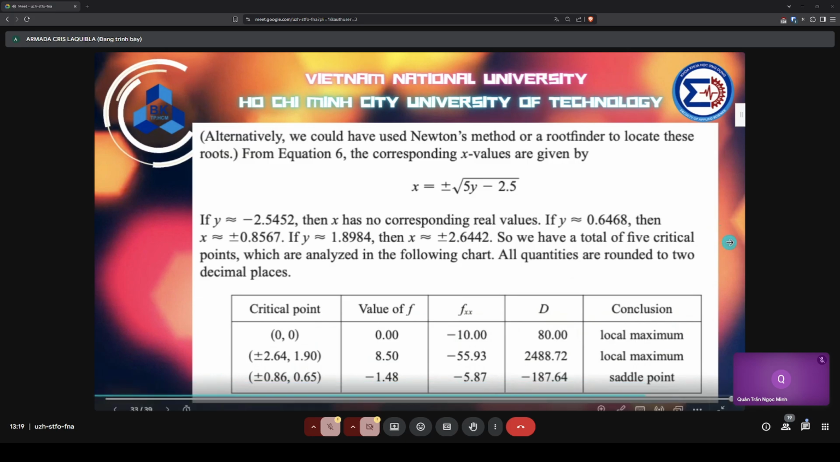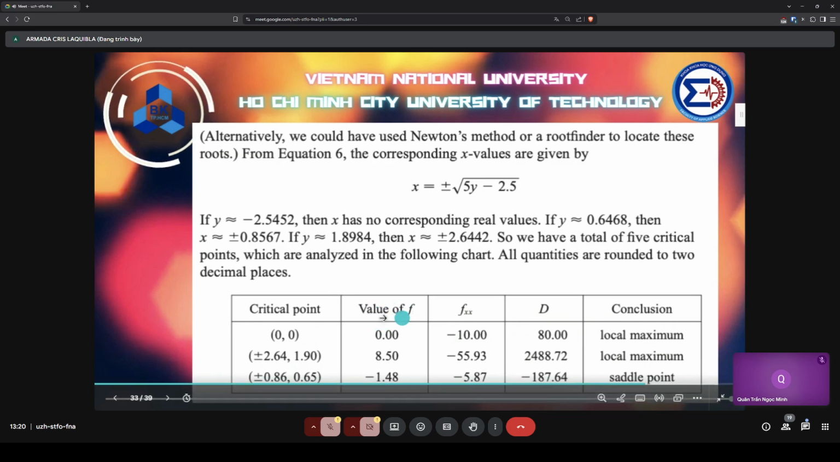Now, class, what do you think is the absolute maximum? Do we have an absolute maximum here? The answer is you go, class, with your value of f. Again, your value of f will determine the absolute maximum. Look at the maximum number here. It's 8.5. Therefore, we have two points which are absolute maximum.